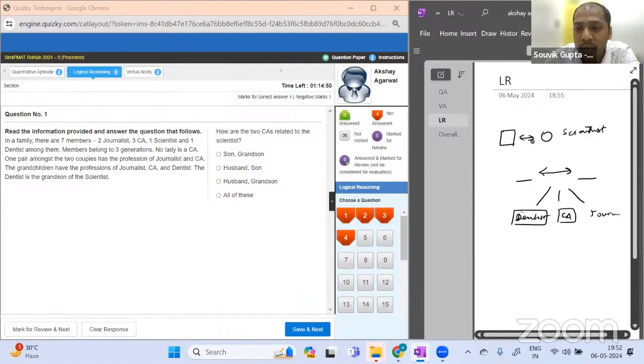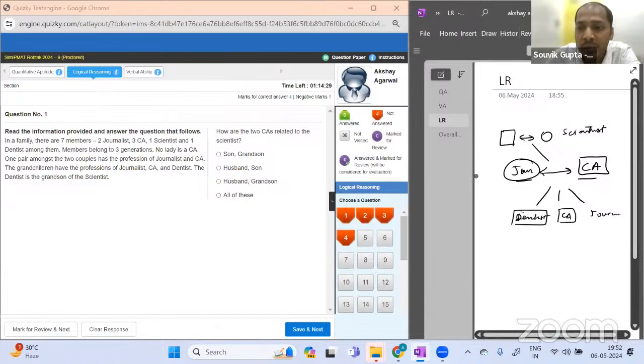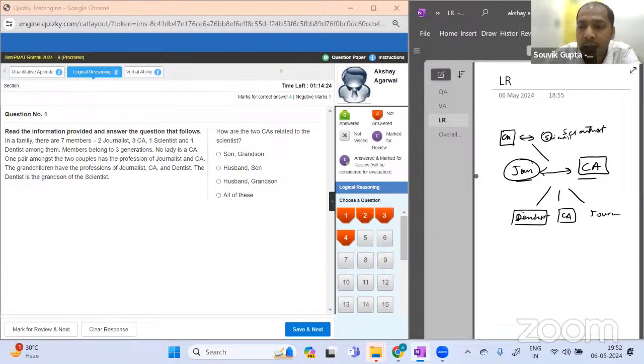Now I don't know who's the son, who's the daughter, whether it's a son and mother, daughter-in-law, or daughter and son-in-law relation. But the journalist and CA pair has to be in this generation only. So journalist would be the female and CA would be the male here. There are three CAs. One CA is here, one CA is here. So the CA here is this. So therefore the female on the top is scientist. Now I don't know whether this is the son or daughter.